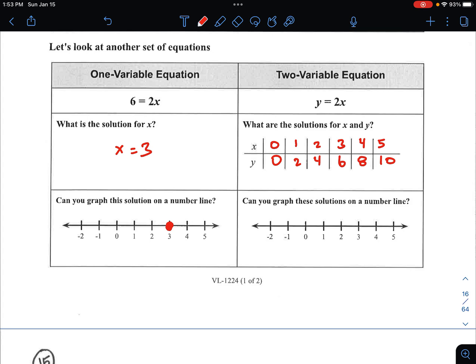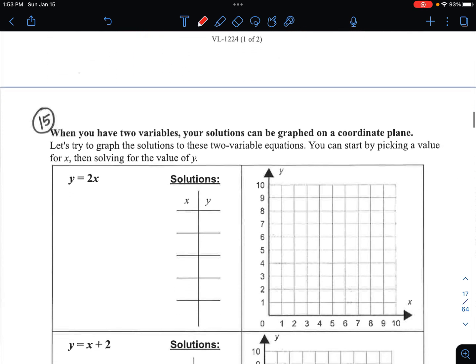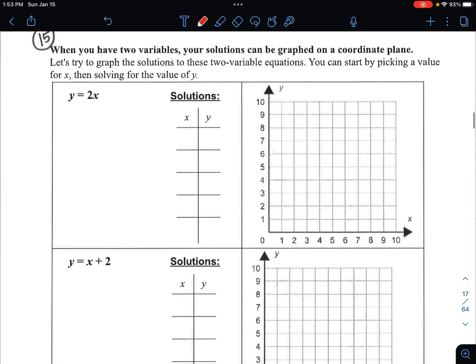Can you graph these solutions on a number line? Well, if x is 0, y is 0, I guess you might think that there's a dot here. When x is 1, y is 2. What does this look like on a number line? Well, the answer is no. Yes, you can graph the first one on a number line, and the second one, you can't. So let's go to the next page, and we'll figure out why.